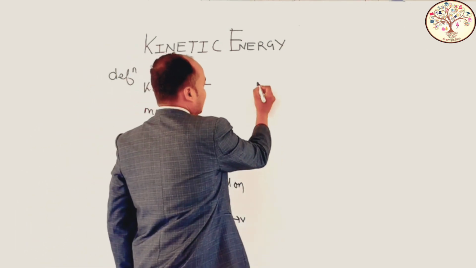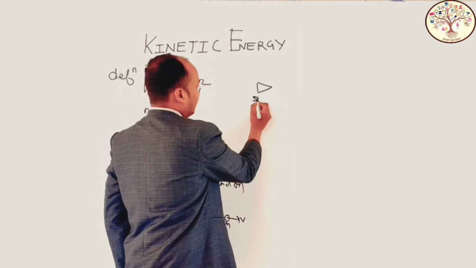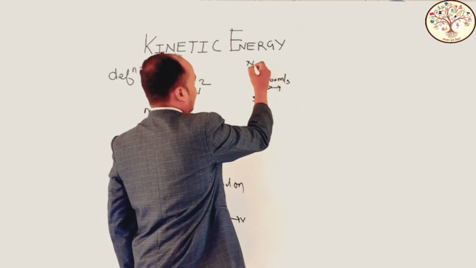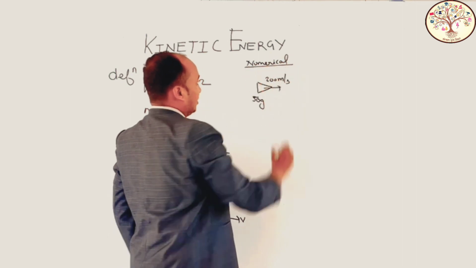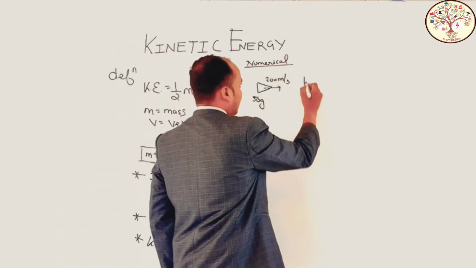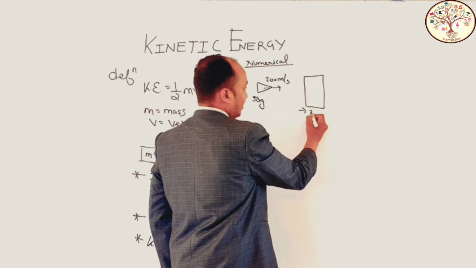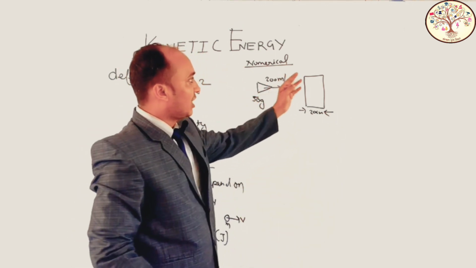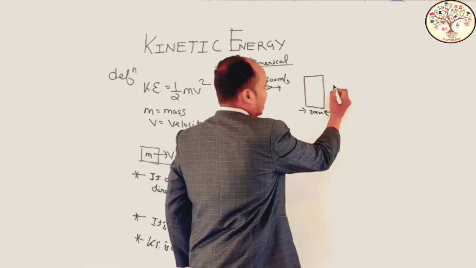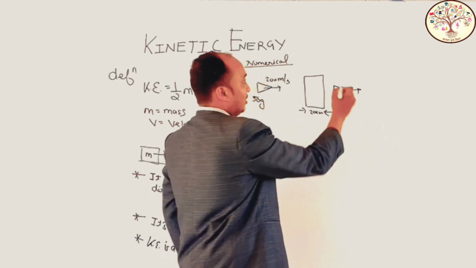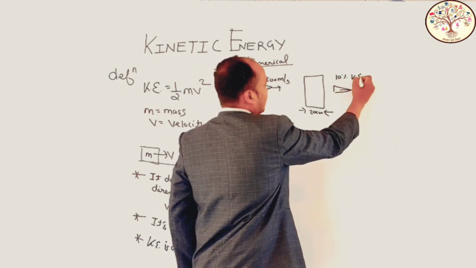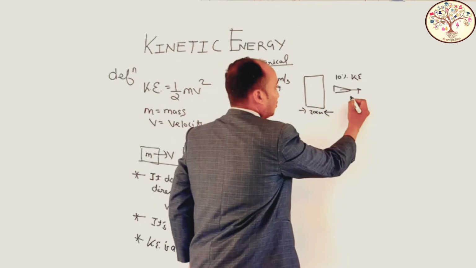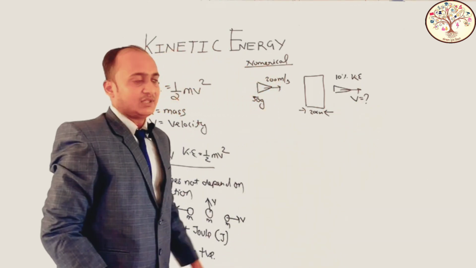Let's see that there is a bullet having a mass of 50 gram and moving with a speed of 200 meter per second. Now on the way of the bullet there is a ply, and the thickness of the ply is given as 20 centimeter. When this bullet encounters this ply, it will pierce it and comes out with only 10% of its kinetic energy. We want to know its final velocity.